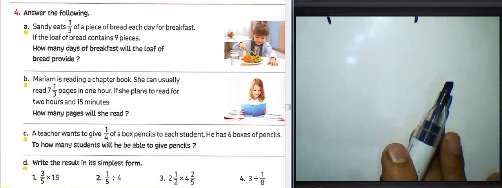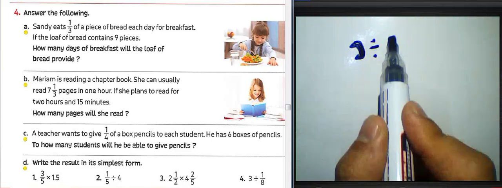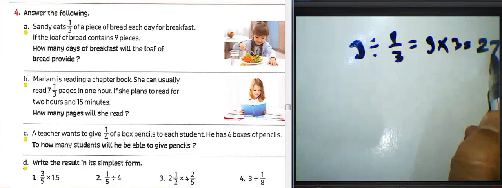Okay. I will solve it here by steps. We can divide 9 by 1 over 3. It will be 9 multiplied by 3 equals 27 days.